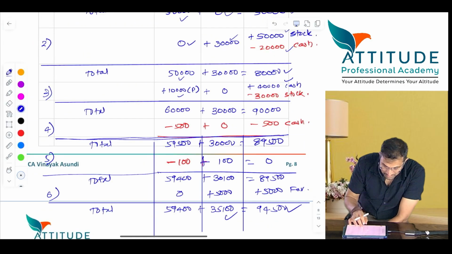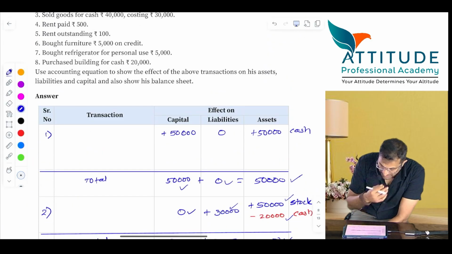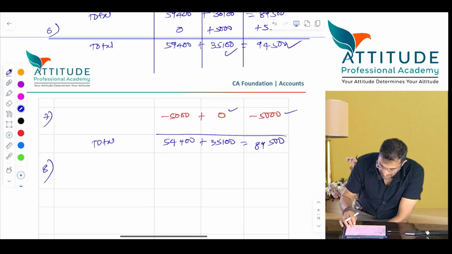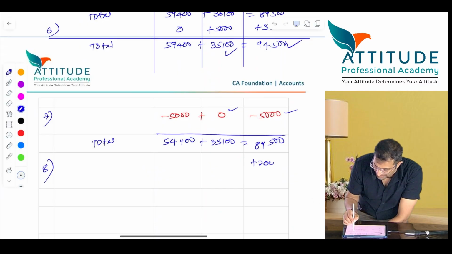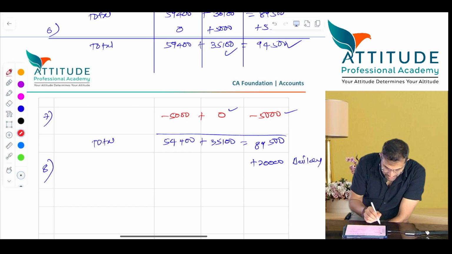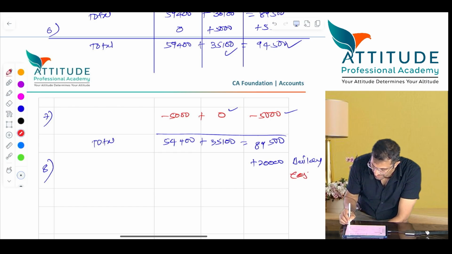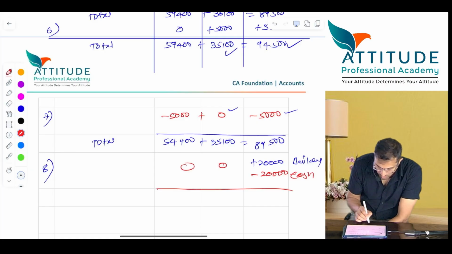Eighth one. Tell me the eighth one. Purchase building for cash. हाँ, plus 20,000 building and cash reduces, minus cash. Cash minus 20,000. This is 0. This is 0. Total is going to remain the same. 54,400, 35,100, and here 89. हो गया.